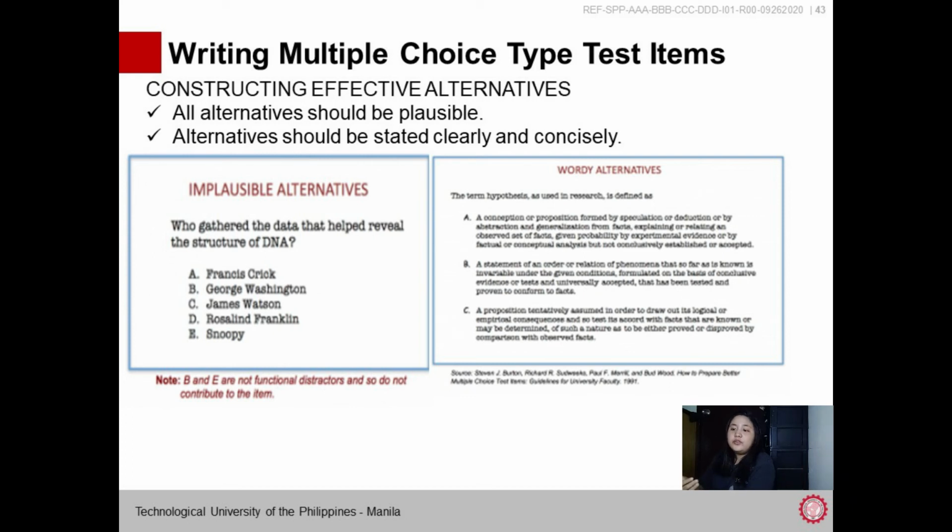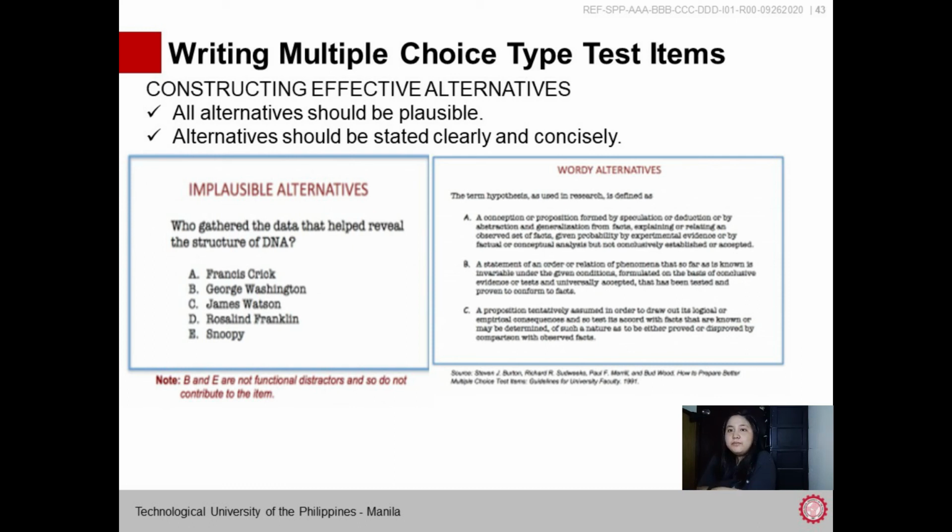So, kung merong constructing effective stem, meron rin naman constructing effective alternatives. So, in constructing effective alternatives, these are the things that you have to at least consider. Okay? So, first, all alternatives should be plausible. Ibig sabihin nun, halimbawa, yung alternatives mo is about science, tapos nagdagdag ka ng cartoon na karakter, hindi na magiging plausible yun. Kung about science yung alternatives mo, dapat lahat ng alternatives mo should be about science. Hindi dapat i-apply yung alternatives na hindi tugma sa other alternatives.